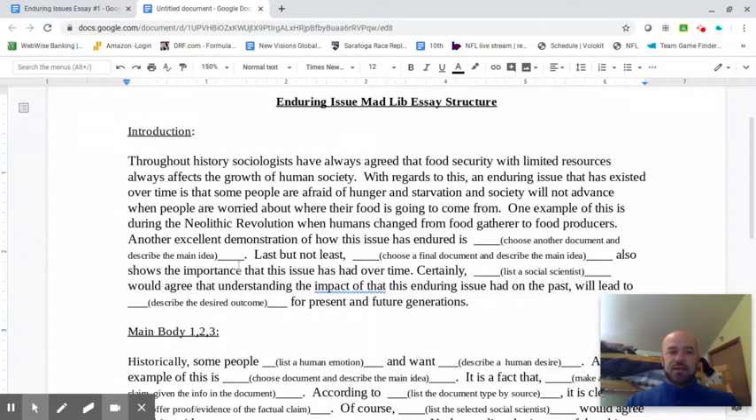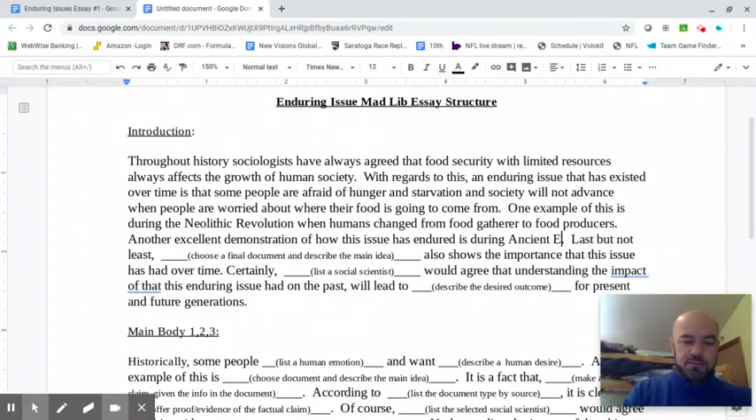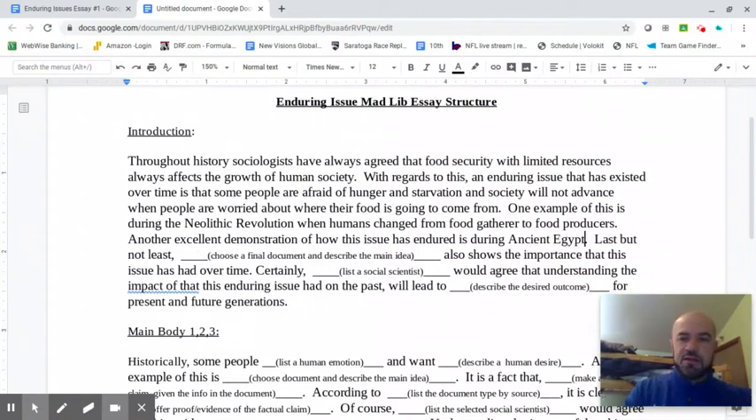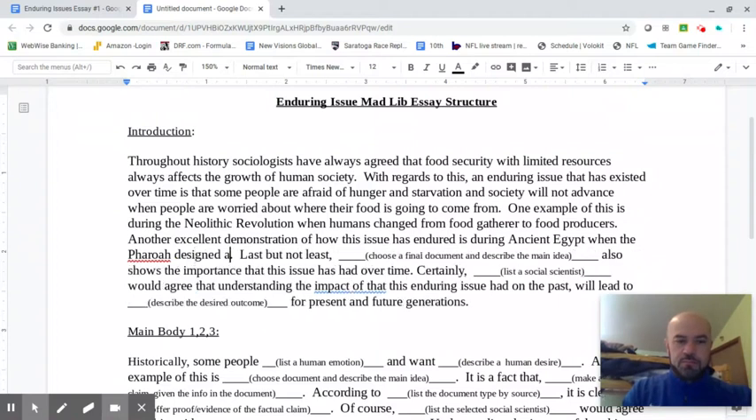my next document and the main idea from document. And so we chose ancient Egypt. And the pharaoh had sort of designed a society with tons of slaves and farmers. I will fix that spelling in a minute.